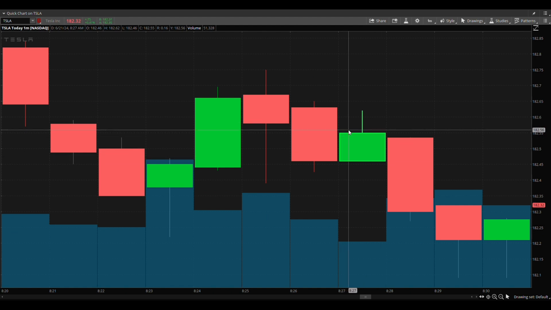So this one right here, if we're looking at it, it started at this point, went up to here at some point, and came back down to here. But it did not drop below where it started because there is no wick extending down.